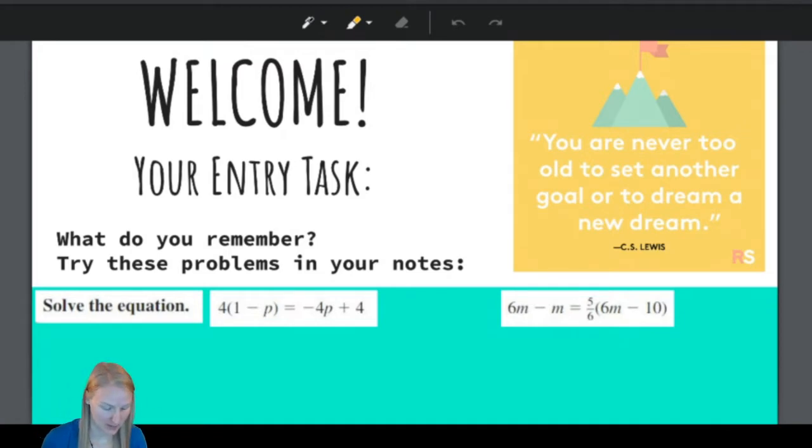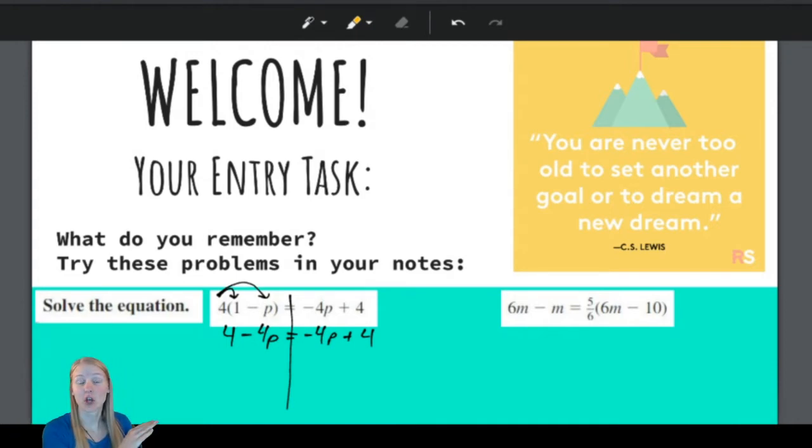First thing I do is I'm going to get rid of the parentheses. So I'll do 4 times 1, which is 4. 4 times negative p is negative 4p. I'll draw a line down there for my equal sign, and negative 4p plus 4 will just come right on down. Now, remember, I want to get my variables on one side of the equation and my numbers on the other. A lot of people like it when it goes p equals something, so if that's you, then let's put our variables on this side of the equation.